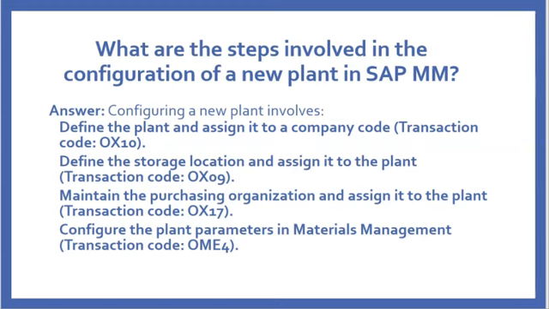What are the steps involved in the configuration of a new plant in SAP-MM? Answer: configuring a new plant involves: define the plant and assign it to a company code, transaction code OX10. Define the storage location and assign it to the plant, transaction code OX09. Maintain the purchasing organization and assign it to the plant, transaction code OX17. Configure the plant parameters in materials management, transaction code OME4.